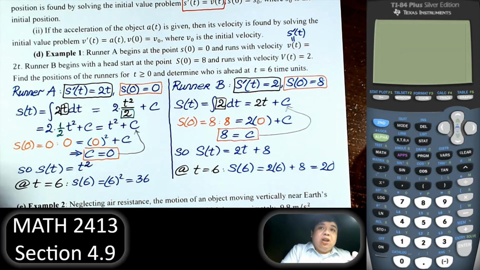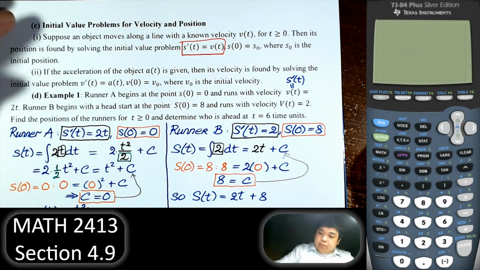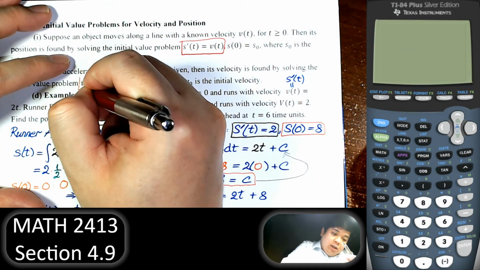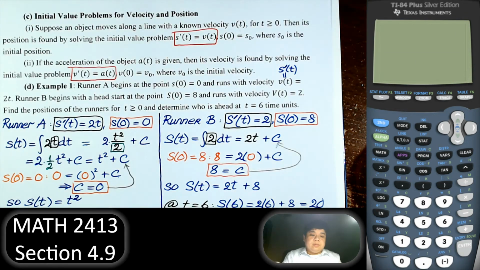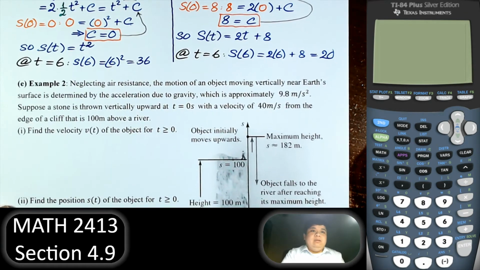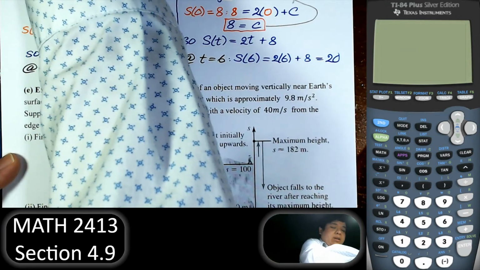Right. So once again, velocity is the derivative of the position function. Same thing. Acceleration is the derivative of velocity. Right. Now we have an application problem here.